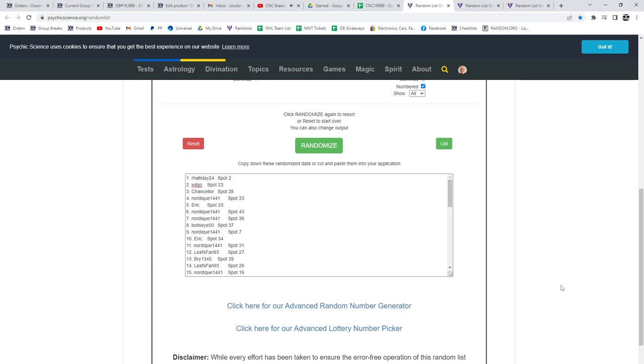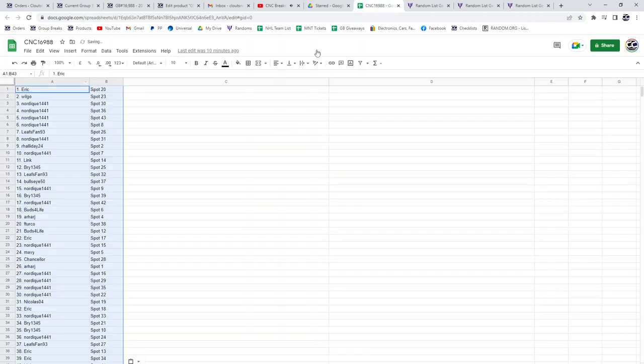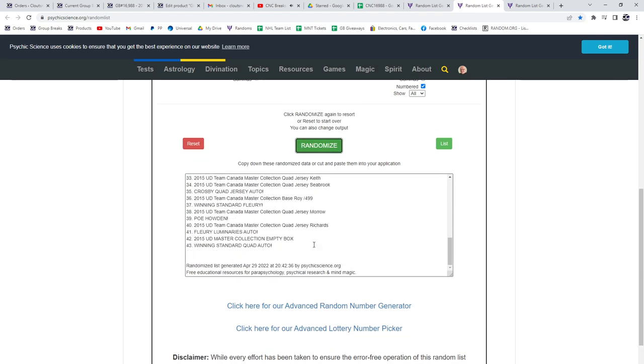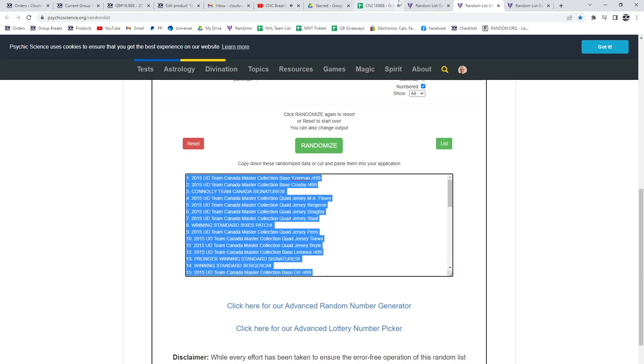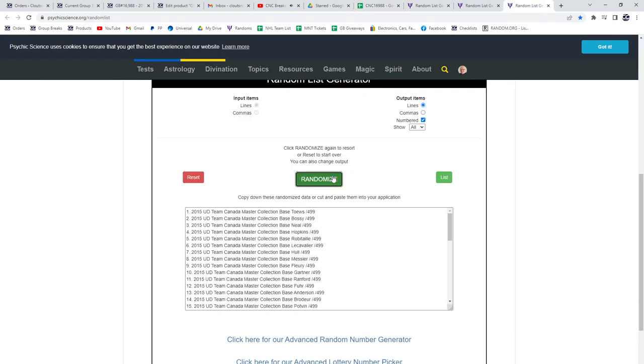C&C group break 16988. Three times, starting with all the names: 1, 2, 3. The hits: 1, 2, 3. And the base: 1, 2, 3.